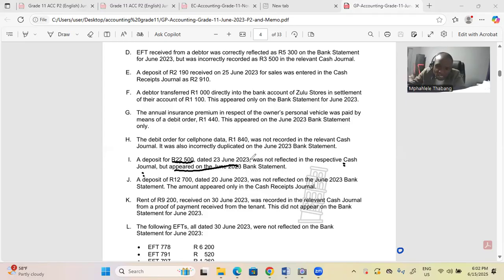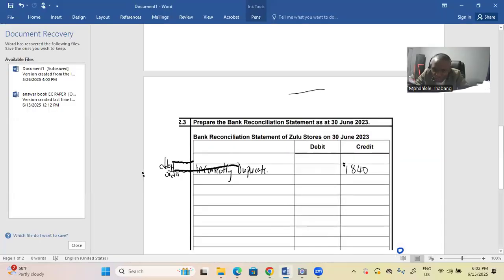This is simple accounting. It is on the bank statement, but not in the journal. So where do we record it? In the journal. The trick here is that they don't tell you which journal is affected. So you have to know that it's a deposit. The money is coming into the business. So you record it in the cash receipt journal. So 22,500 in the cash receipt journal.